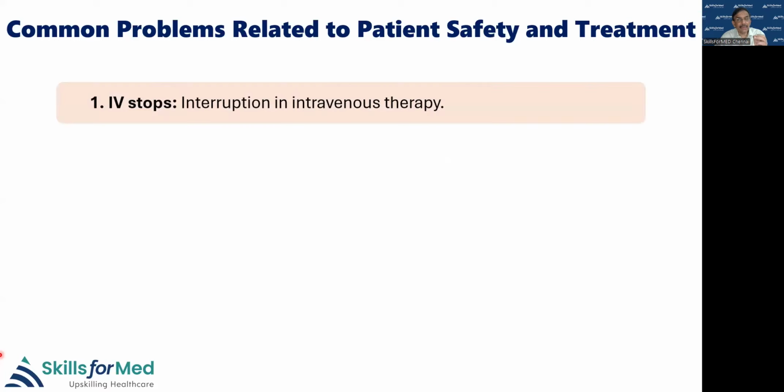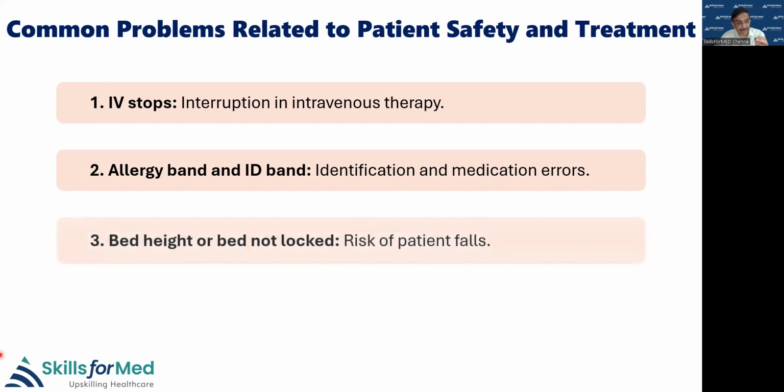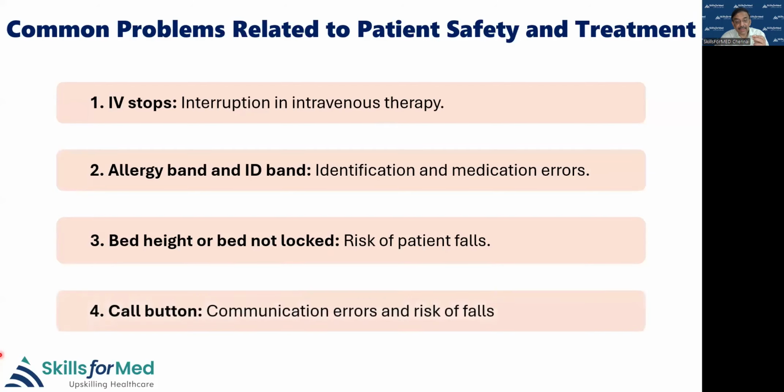Most of the problems related to safety happen because, one, the IV can stop and there will be interruption in IV therapy. Or the allergy or ID band is not looked at or is not present, and so identification and medication errors happen. Bed height is not the lowest. It is not locked. The railings are not put up. So there is a risk of patient falls. And finally, if the call bell is not within easy reach, communication errors can happen, and there is also risk of falls because the patient stretches out to reach for the call bell.